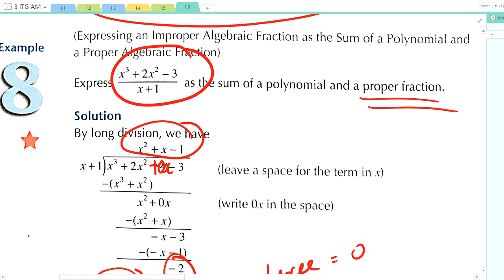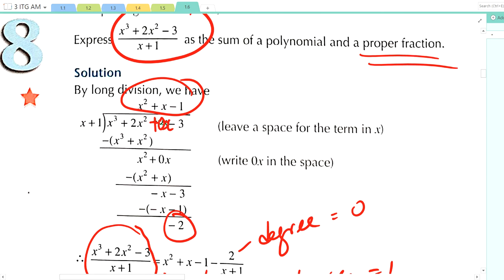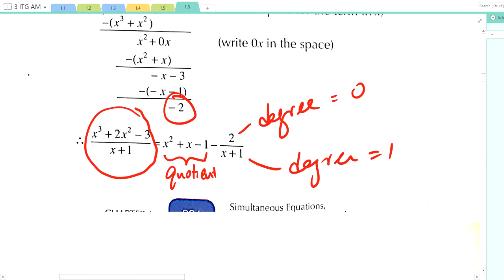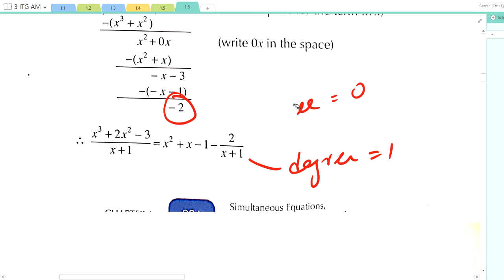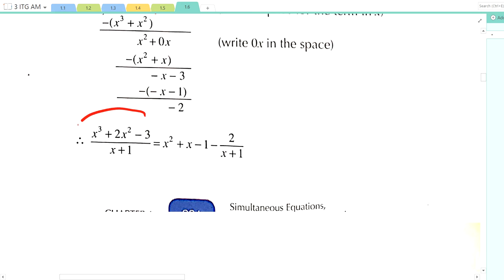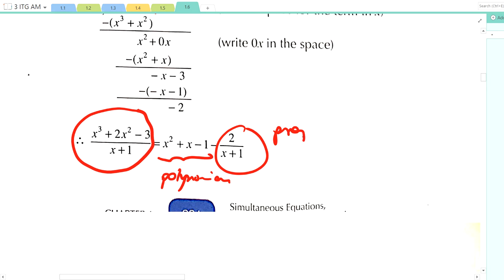You look at the degree of the numerator, which is 3. Degree of the denominator is 1. Since the degree of the numerator is not smaller than the degree of the denominator, it is an improper fraction. I cannot express it as a partial fraction, so I need to do long division to get this. My long division gives me a polynomial plus a proper fraction. In this case, the proper fraction over here cannot be split up anymore.